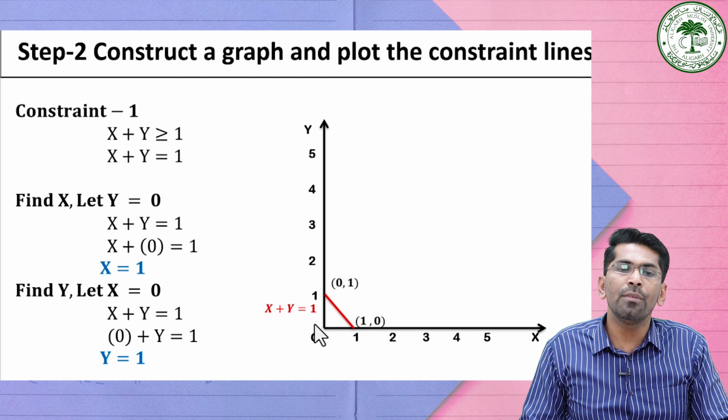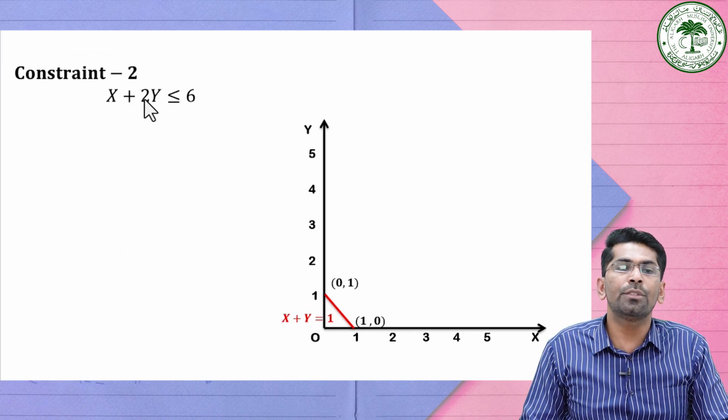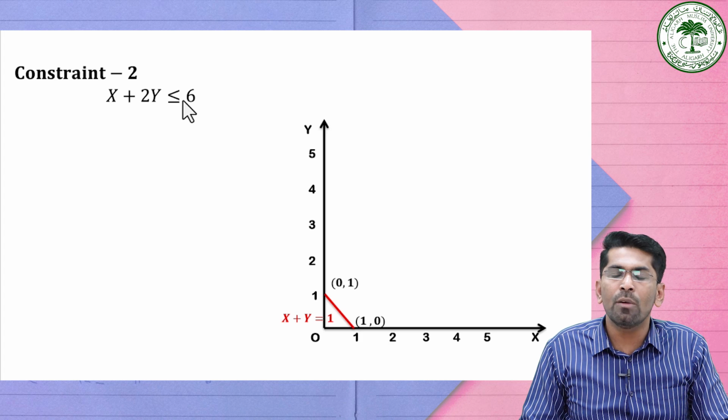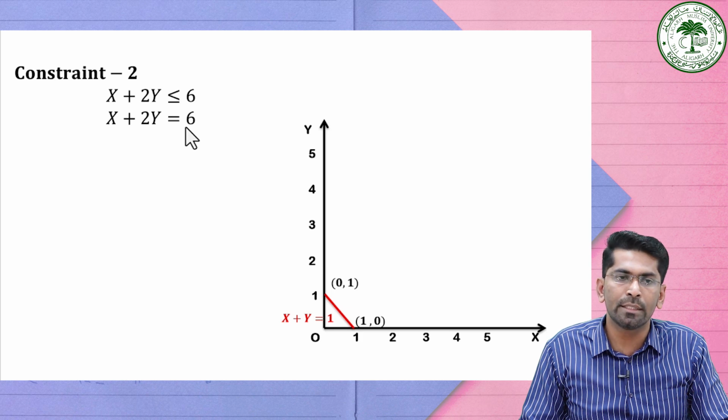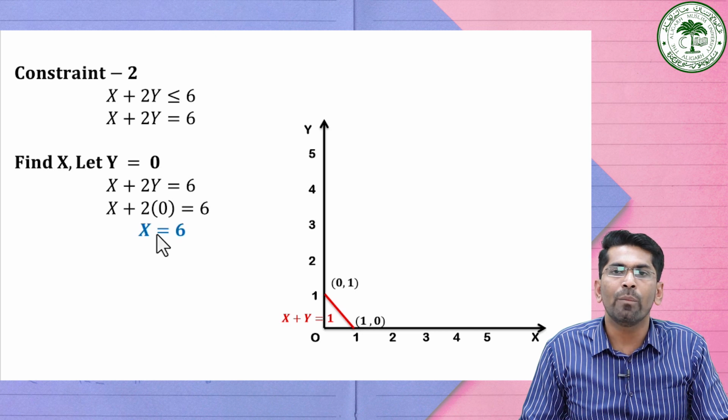After plotting the first constraint, now we can go for the second constraint, constraint number 2, which is given as x plus 2y less than or equal to 6. We convert this inequality sign into the equality sign, so it becomes x plus 2y is equal to 6. Now we have an equation. We can solve it by assuming that y is equal to 0. What is the value of x? Substituting y is equal to 0, this term becomes 0, and what remains is x is equal to 6. So when y is equal to 0, x is equal to 6.